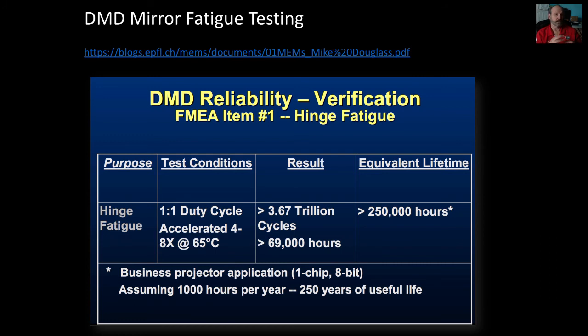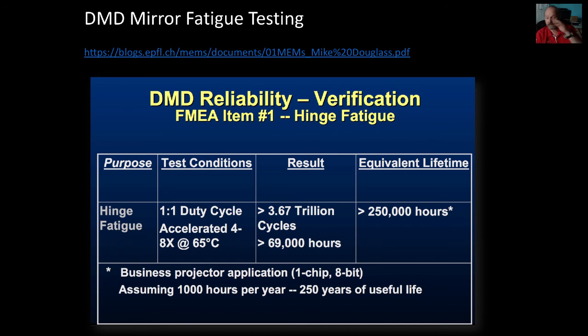So the equivalent lifetime of the system, because you're not running it day and night, 24 hours a day, 7 days a week, 365 days a year. You're going to use this projector in the case of a classroom, maybe 3 to 5 hours a day, 5 days a week, and in the case of a movie theater, probably close to the same. So you can convert that to an equivalent lifetime of 250,000 hours. So, basically, they last a long time.